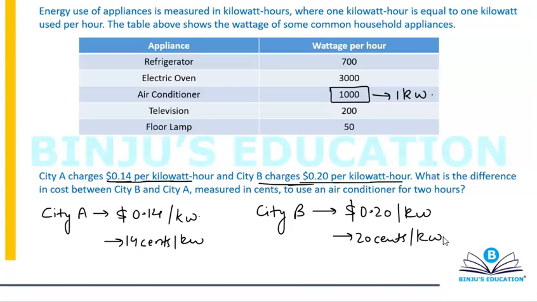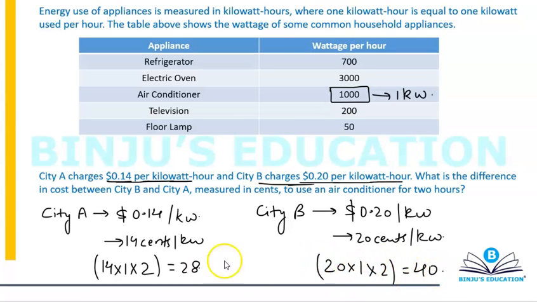Okay, so this air conditioner is consuming 1 kilowatt per hour. So which means a person using this air conditioner in City A will have to pay 14 into 1 multiplied by 2, because that's for 2 hours, which is equal to 28. And for City B it will be 20 into 1 multiplied by 2, which is equal to 40. So the difference between the two will simply be equal to 12 cents.